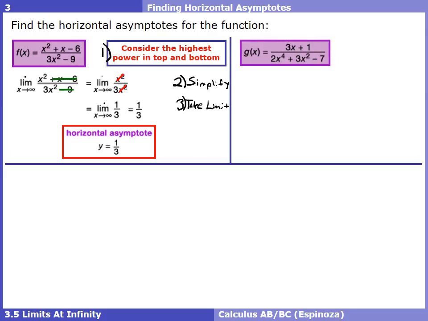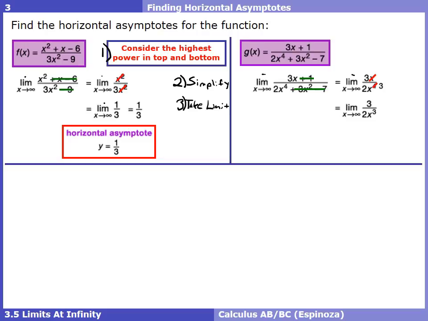Okay, so let's do these 3 steps on the rest of these problems. We're going to consider only the highest power in the top and the bottom. Again, make sure you're writing your limit notation here. We're going to simplify the expression, that's step 2. So the x in the top will cancel with one of the x's in the bottom. And then we're going to take the limit. If you plug in, so to speak, infinity cubed times 2 would just be infinity.